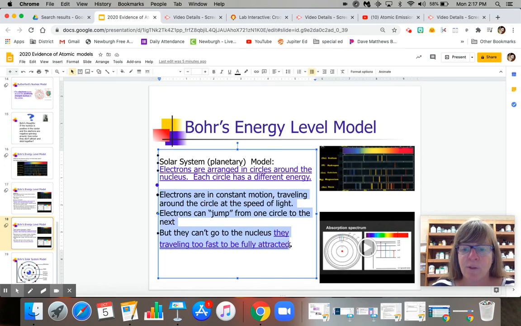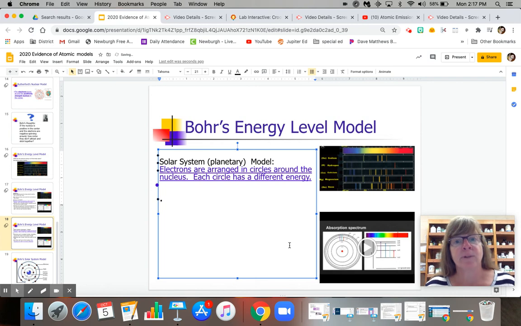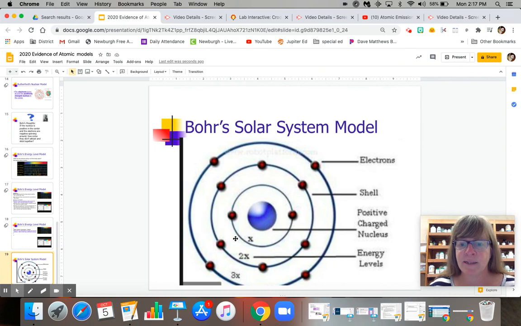And it's sort of like, if you think about it, planets orbiting the sun. So in his model, that nucleus is kind of like the sun, and the electrons are kind of like planets orbiting it. And it looks something like this. There's that nucleus and the electrons orbiting it in these fixed, predictable layers, or so he thought.